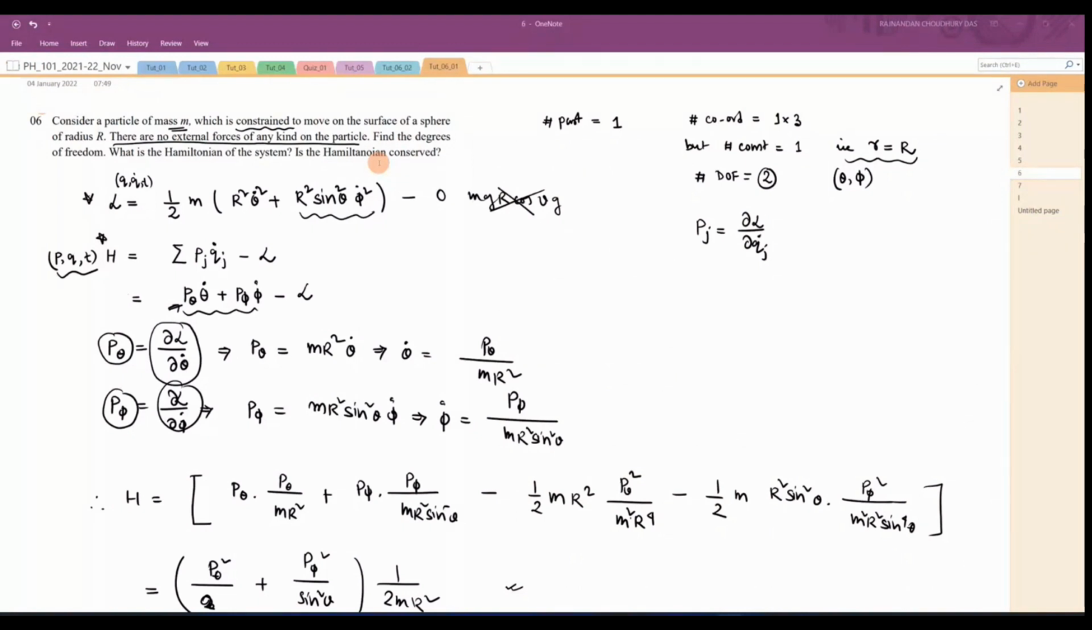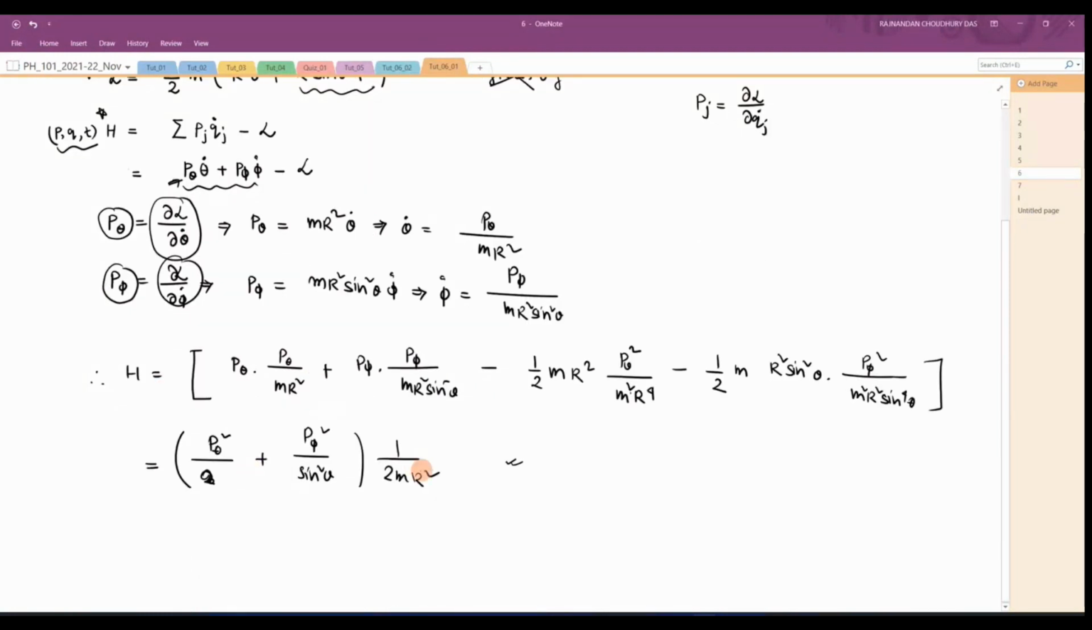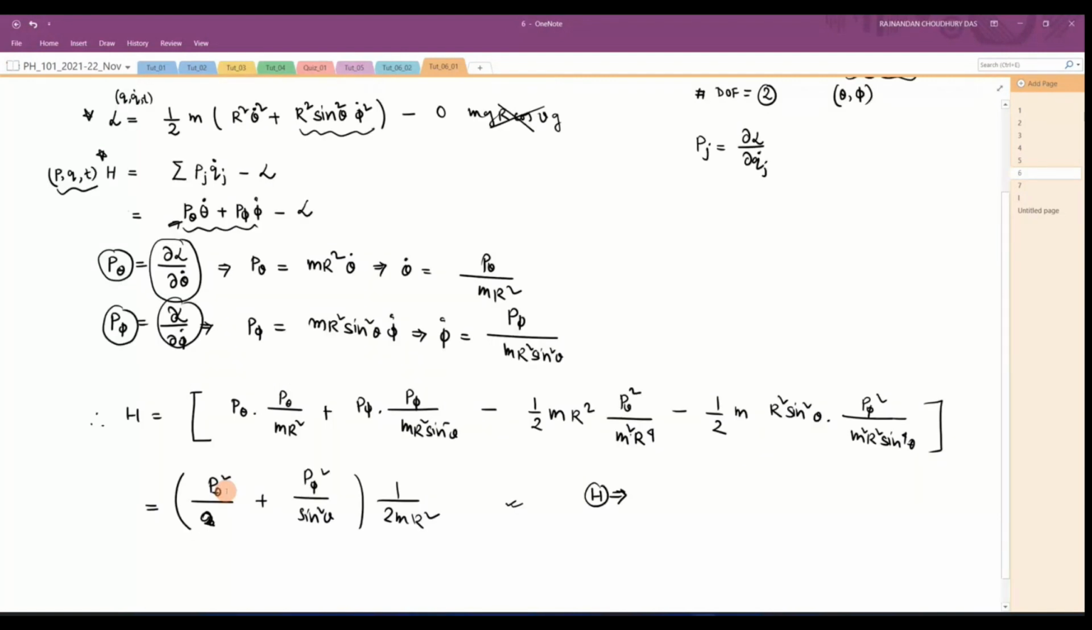Because your Hamiltonian is not time dependent, okay, I missed this point. Is the Hamiltonian conserved? Because your Hamiltonian does not have any time dependency, that means your Hamiltonian will be conserved. That means your energy is conserved. Okay, so his question is: is there a situation where H is nothing but T plus U, which is not the same as when you consider the Lagrangian?